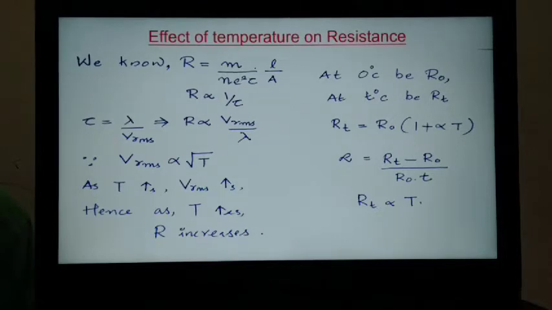We have defined this for resistance: RT equals R0 into 1 plus alpha T. If you are writing this equation for resistivity, you can follow the same pattern. Resistivity is denoted by rho. So rho 0 and rho t are the resistivity at 0 degrees Celsius and t degrees Celsius. Then rho t is equal to rho 0 into 1 plus alpha t. Alpha remains the same; alpha is the temperature coefficient of resistance. So that is the relation between temperature and resistance, and temperature and resistivity.